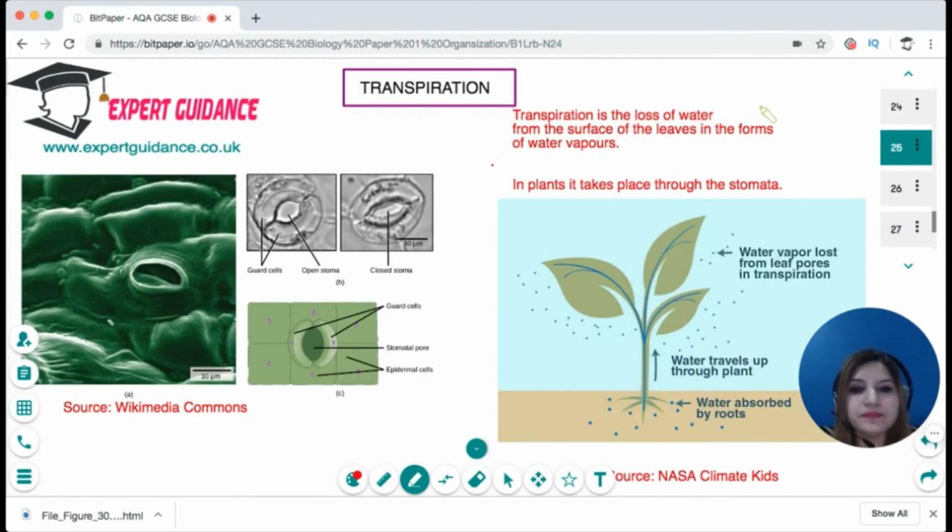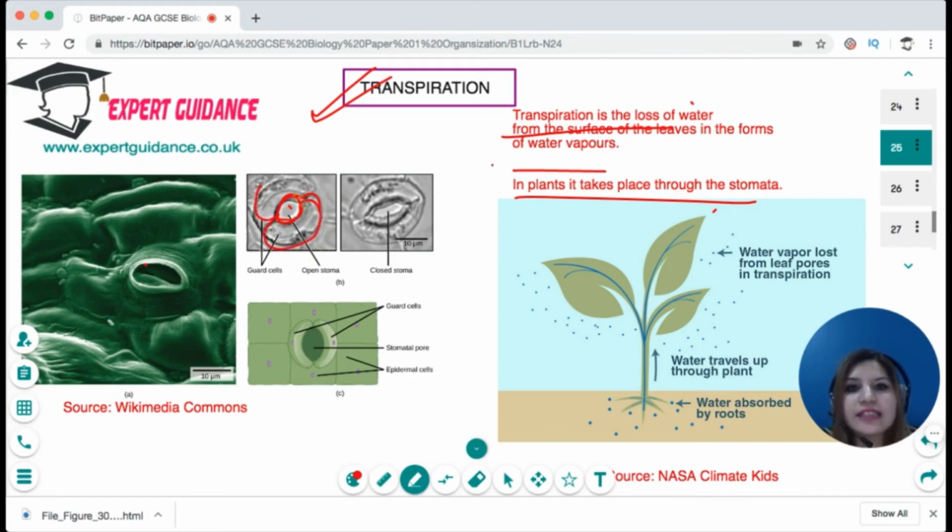Okay, now what is transpiration? Transpiration is the loss of water from the surface of the leaf in the form of water vapor, and this happens through the stomata. So stomata are these air pores present on the surface of the leaf, which consist of the stomatal pore and these cells, which are known as the guard cells.